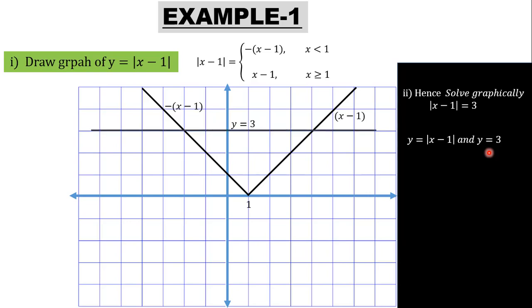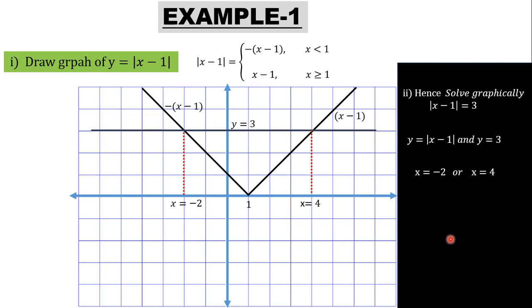Now students, since these two graphs are equal, as given in the question, we have to identify the two points where these graphs are equal. I can see clearly this is the point and this is the point where the two graphs have equal values. So note down these two values: x equals minus 2 and x equals 4. Hence, the graphical solution of this equation is x equals minus 2 and x equals 4. Let us now further extend this.